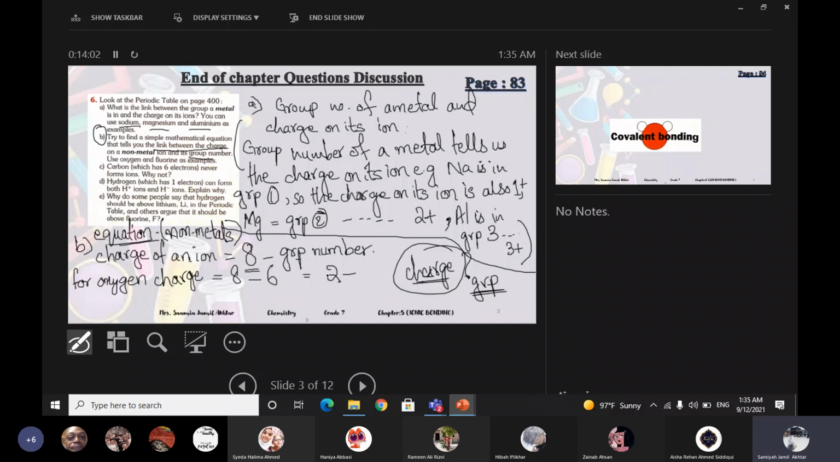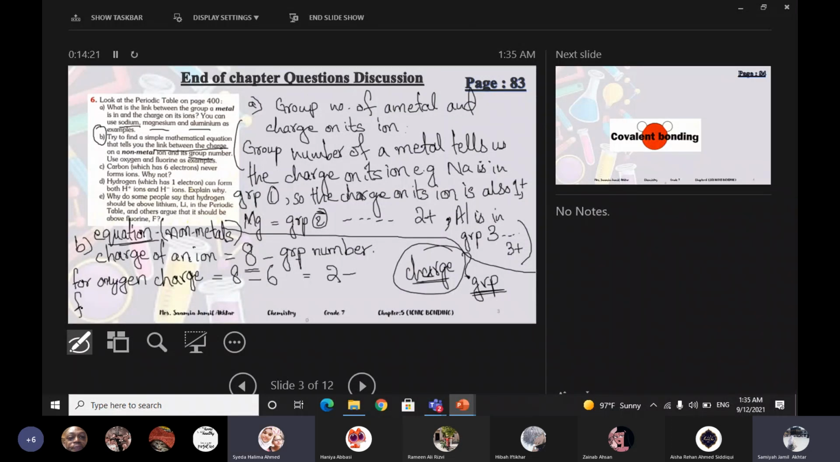Okay, it's very simple. This equation tells us what the charge will be on a non-metal. Non-metals always form negative ions, that we know, but what will be the number with it? This equation will tell us the number. So oxygen will always form 2 minus.